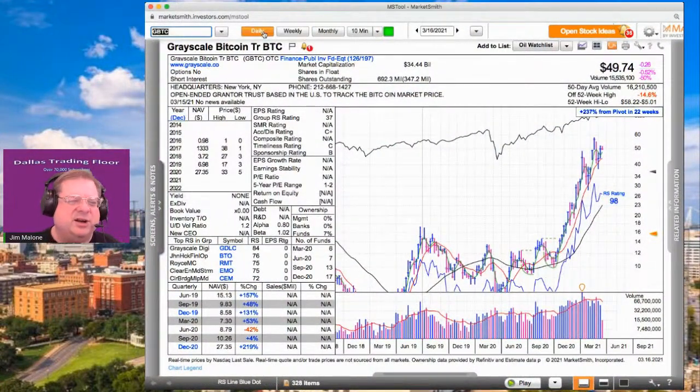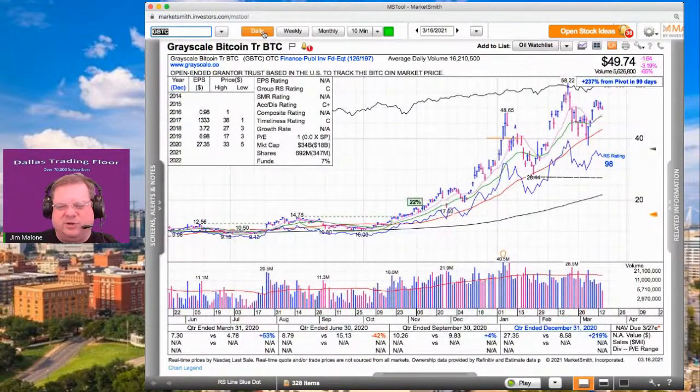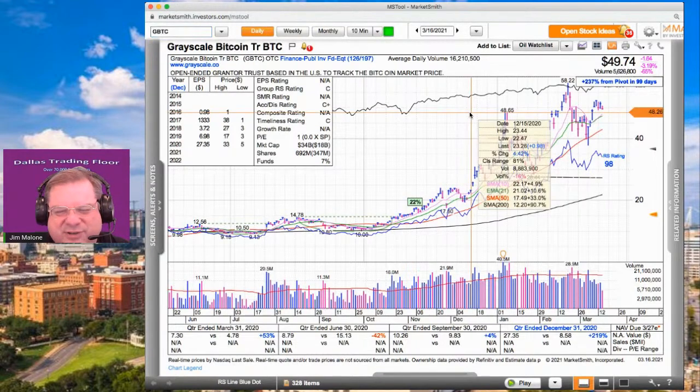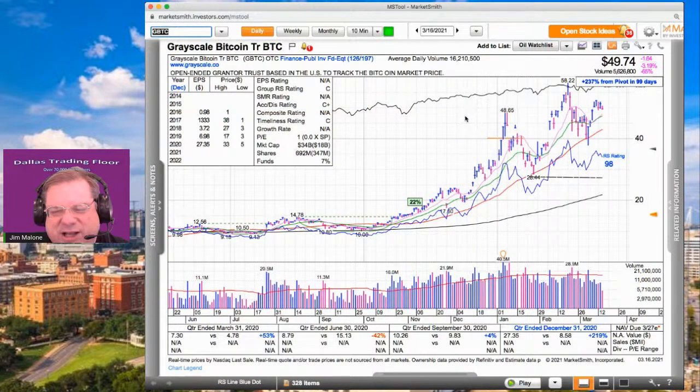Let's look at the daily chart on the Grayscale Bitcoin Trust. These guys have about 4% of the world's supply of Bitcoin. So it's interesting. It is definitely kind of in a range that I'm interested in. It's above 48.65, currently at 49.74. It's off today.